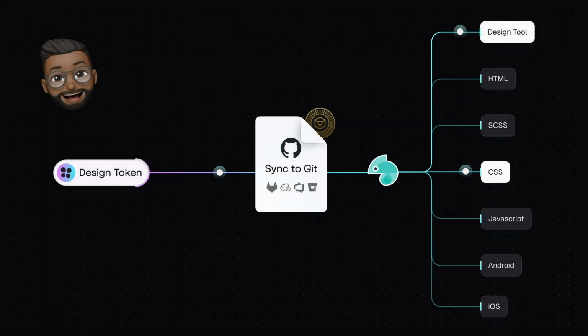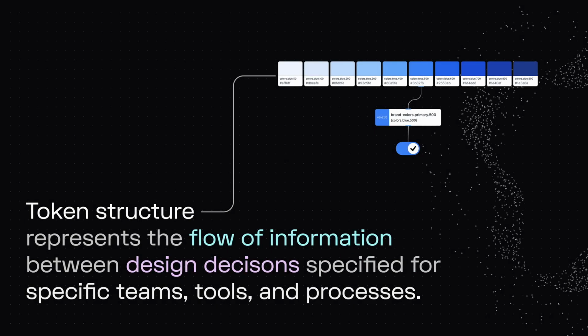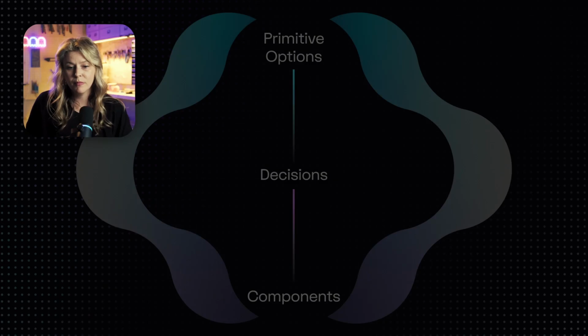And then we take those design tokens and we have them in code. We can sync them through different tools like GitHub, GitLab, whatever it is. And engineers can use a tool like Style Dictionary to transform the token into whatever programming language that they need. When we talk about this idea of token structure, or you might have heard it referred to as token architecture, it means the flow of information between the different design decisions that we have specified for each of the teams that might be interacting with our token.